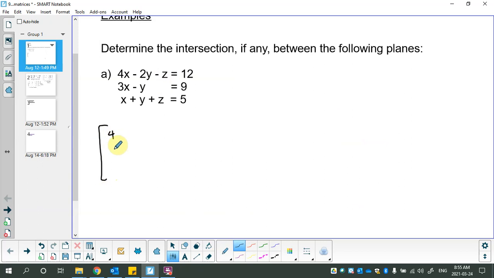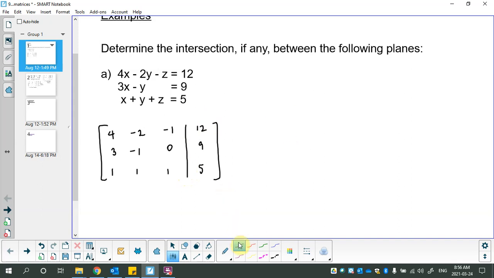So 4, 3, 1. You can build it however you want as long as you have your X's, then your Y's, then your Z's. Boom, line to say that that's the equal sign. 12, 9, 5. Now, if you didn't have it there, there's nothing to say that this wouldn't be a coefficient matrix where this is W, X, Y, Z. So this line represents the equal sign.